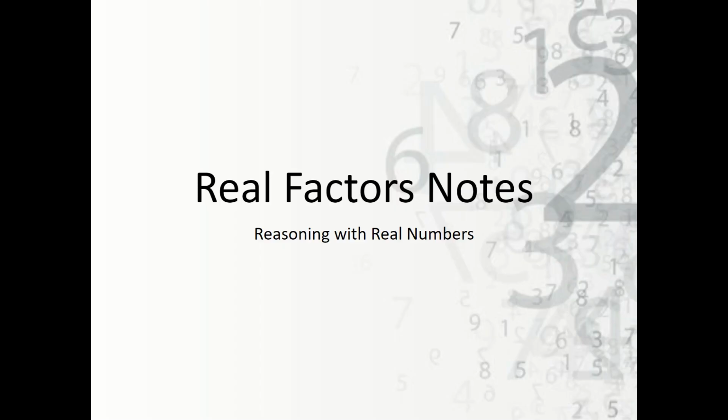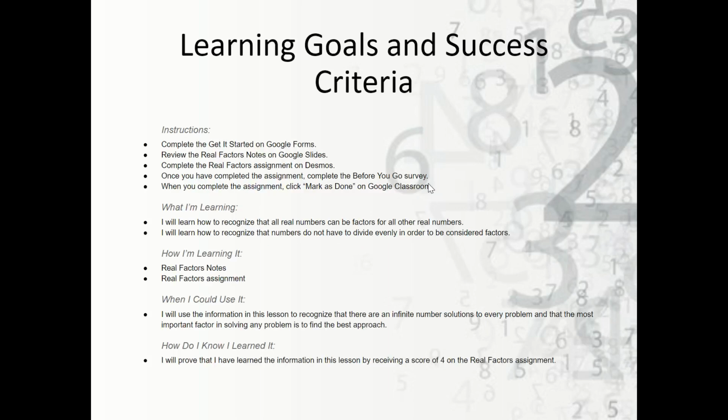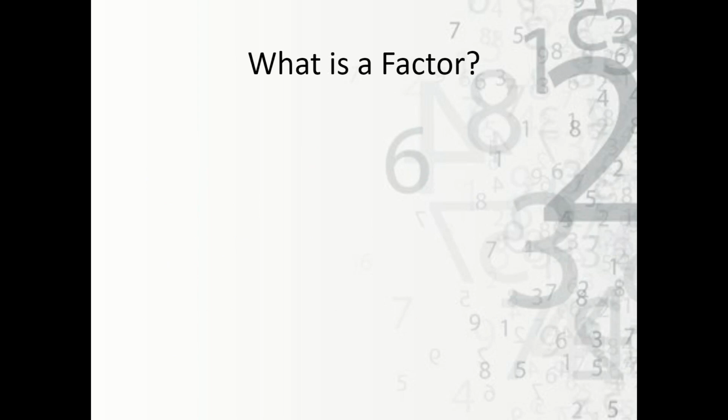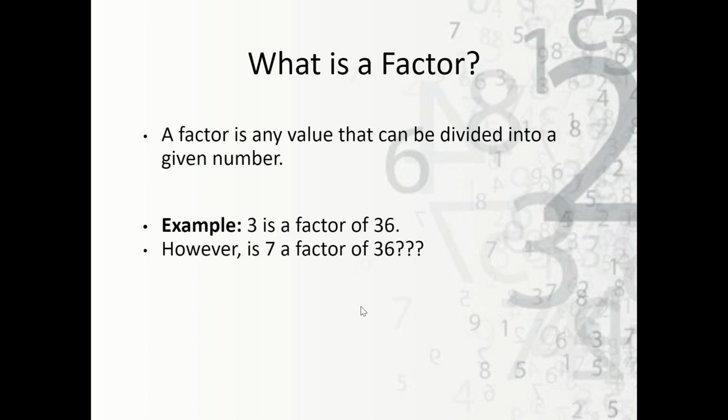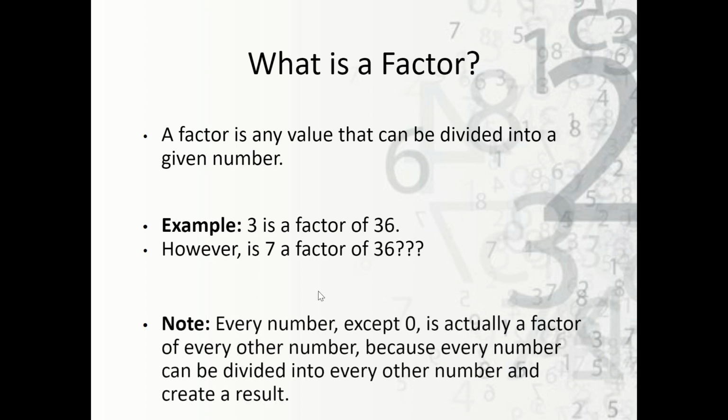Let's take a look now at the real factors notes. Our notes begin with the learning goals and success criteria. First, what is a factor? A factor is any number that can be divided into a given number. For example, is 3 a factor of 36? Well, we know 3 goes into 36 12 times, so it is a factor. Now the question is, is 7 a factor of 36? Here's what I want you to get out of this.